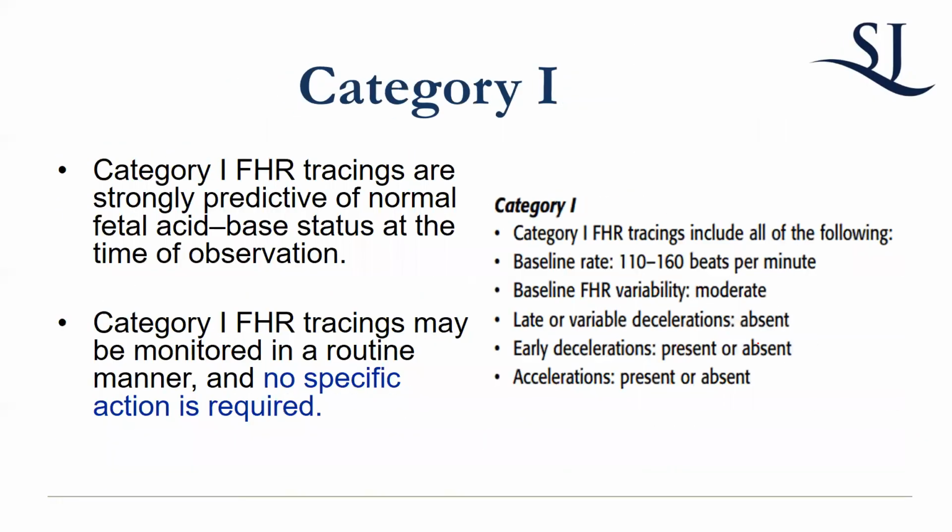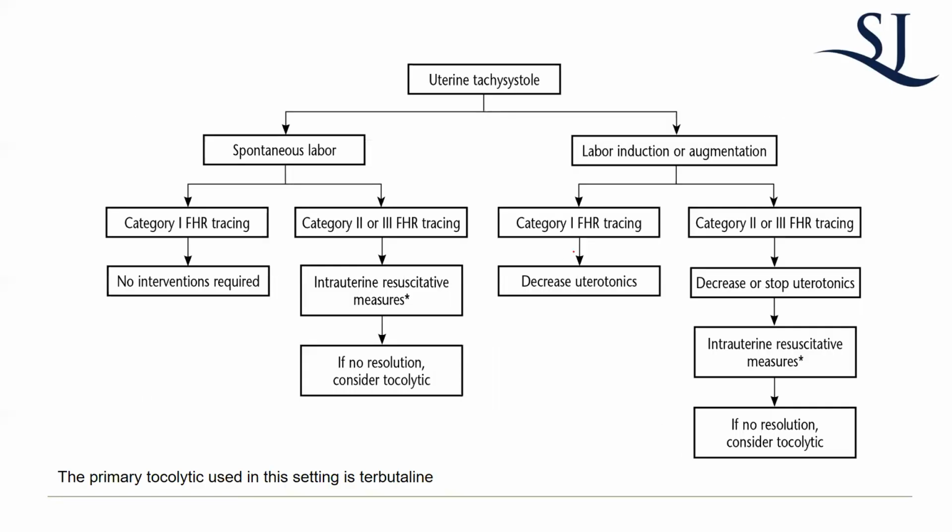Okay. Now, this is a chart that we're going to talk about interpretations now, but when talking about uterine tachysystole, OBGYNs love charts. So it says if no resolution, consider a tocolytic, but your tocolytic is always terbutaline. Like you don't have another option, which is a little confusing. So that's why I wrote here, the primary tocolytic used in the setting is terbutaline. Now you have three tocolytic options. Your first is terbutaline, we just mentioned.